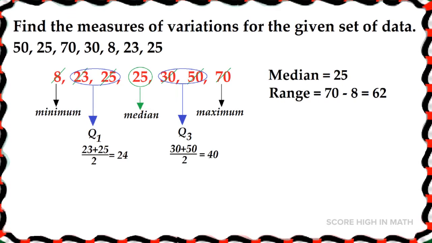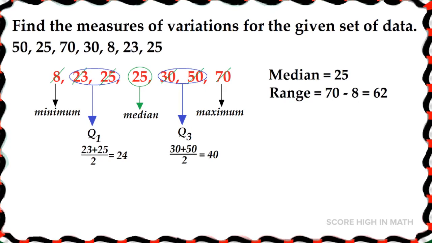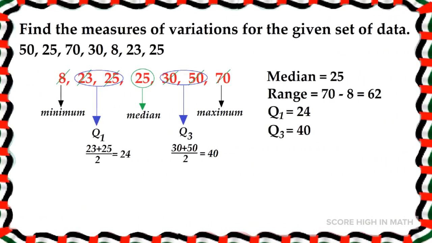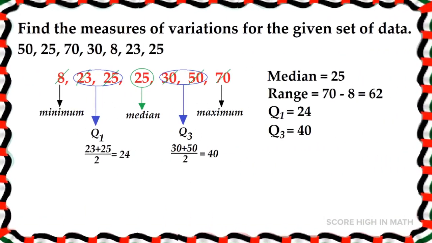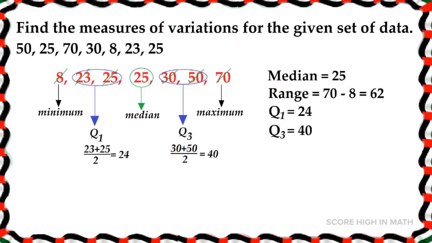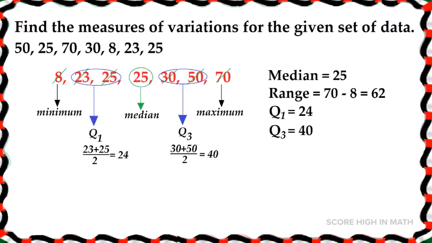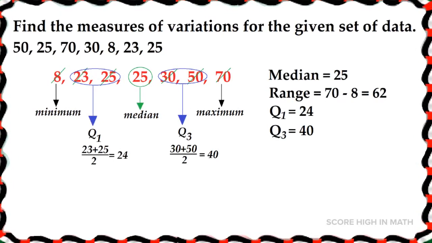The number between the median and the maximum is the third quartile. And in this case, we have 2 numbers also. We are going to add 30 plus 50 divided by 2. It will give us 40. So the first quartile is 24 and the third quartile is 40.